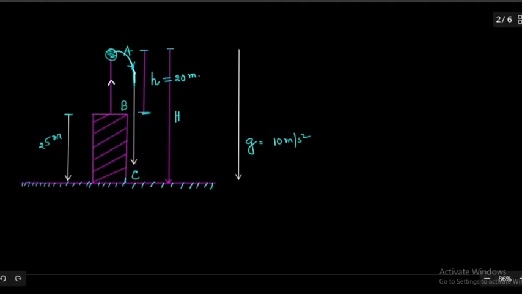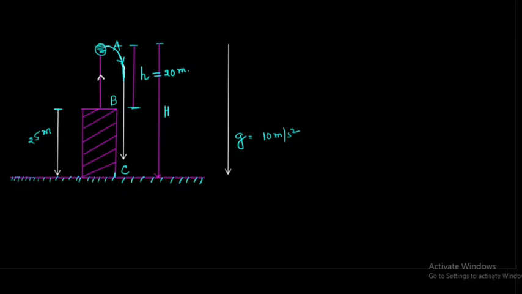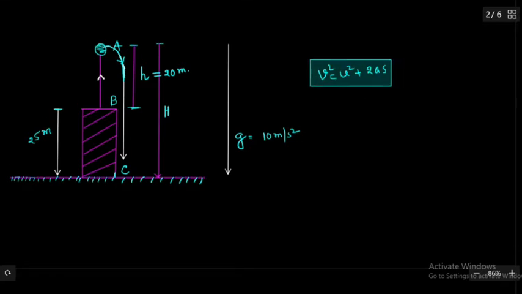So in first question we have to calculate the distance from B to A. If you say it is h, so we have to calculate the value of h. For solving this, we will use an equation of motion, that is v square is equals to u square plus 2as. So this is the equation of motion which we will use here.